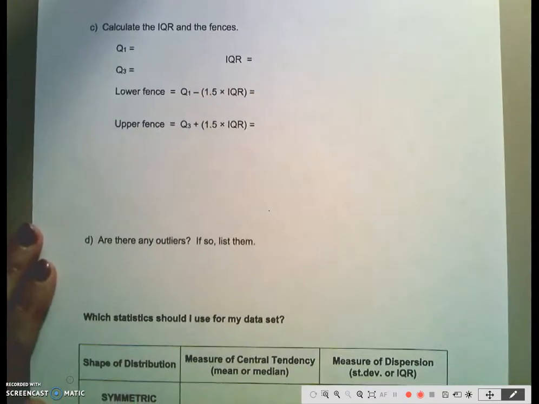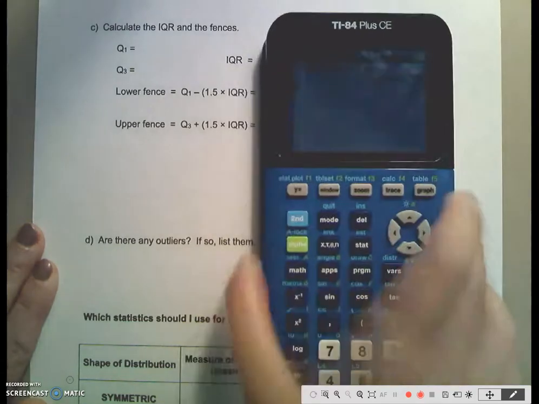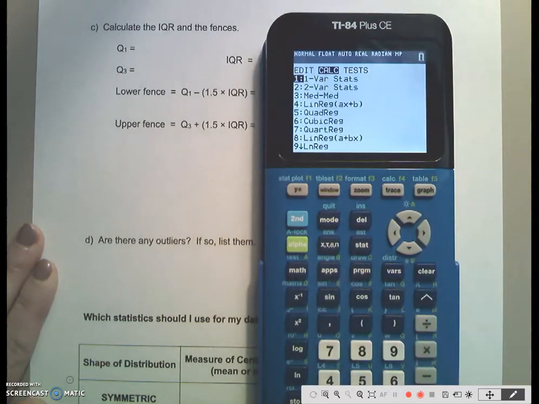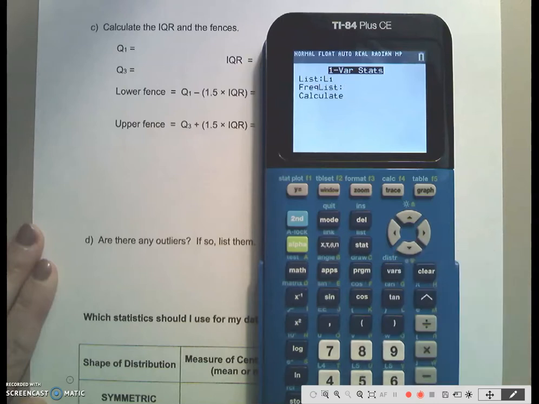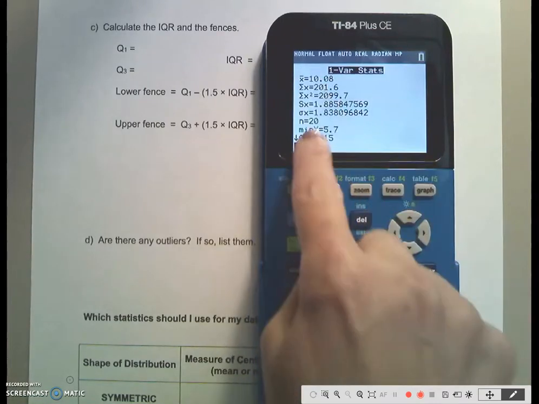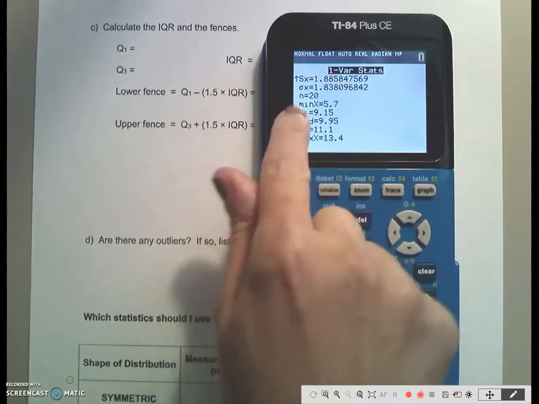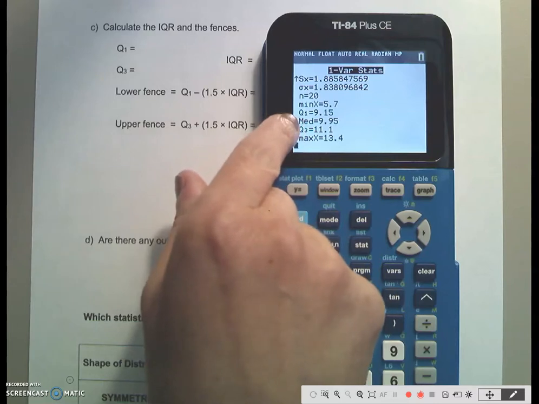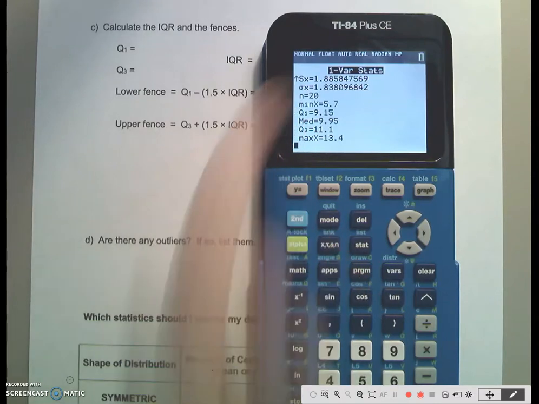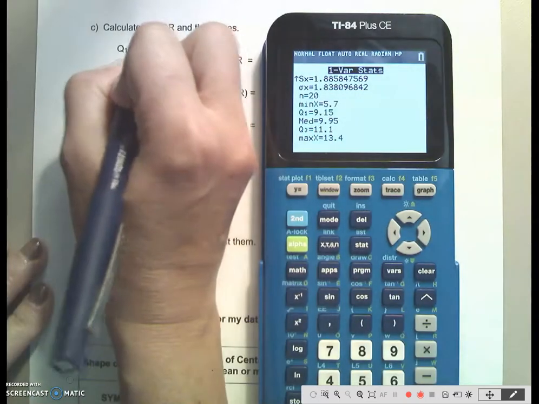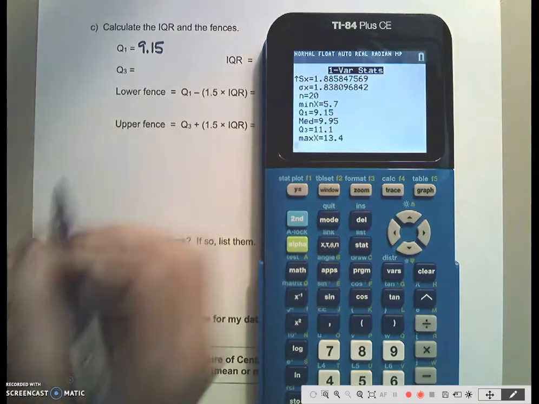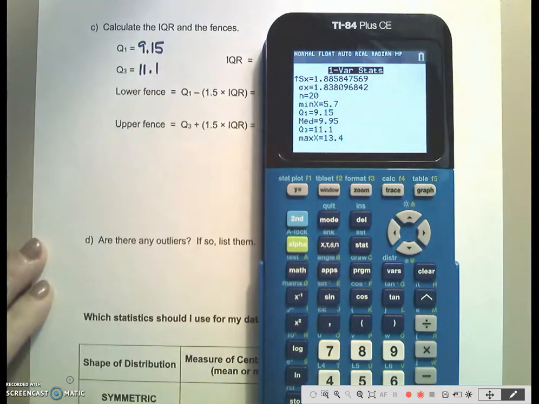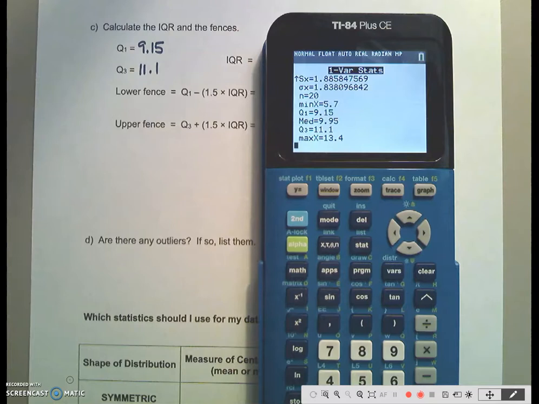That's a nice review. All right, now what we're going to do is we're going to do the IQR and the fences, and this is the stuff we haven't calculated yet. So we're going to need to go back in our calculator to OneVar Stats. We need to rerun OneVar Stats so we can get it on the screen. And we need to scroll down. We know we had 20 cats. We can see the minimum, we can see the maximum, and here's the quartiles. Now they're not going to call it Q2, they're going to call it median, but you need to just know that's Q2. So Q1 is 9.15. Q3 is 11.1.